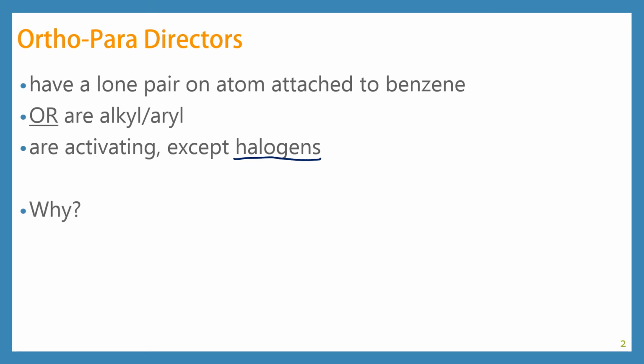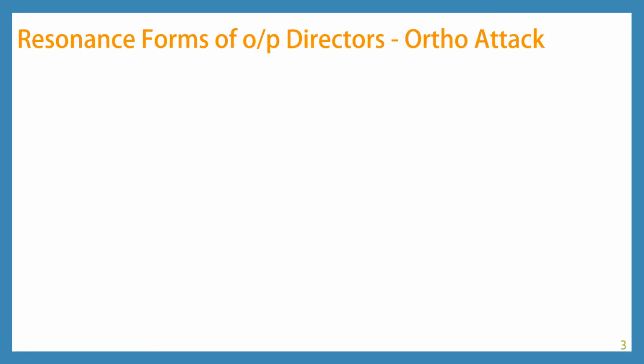So let's talk about why. The reason really comes down to a couple things, and one of the big ones is the resonance forms of the ortho-para directors. If you have an ortho-para director such as aniline, notice there is a lone pair on the nitrogen atom, and the nitrogen atom is directly attached to benzene. That's going to make this an ortho-para director. So we have an attack of the pi electrons on the electrophile, and you add the electrophile in the ortho position. That gives you a carbocation in the meta position.